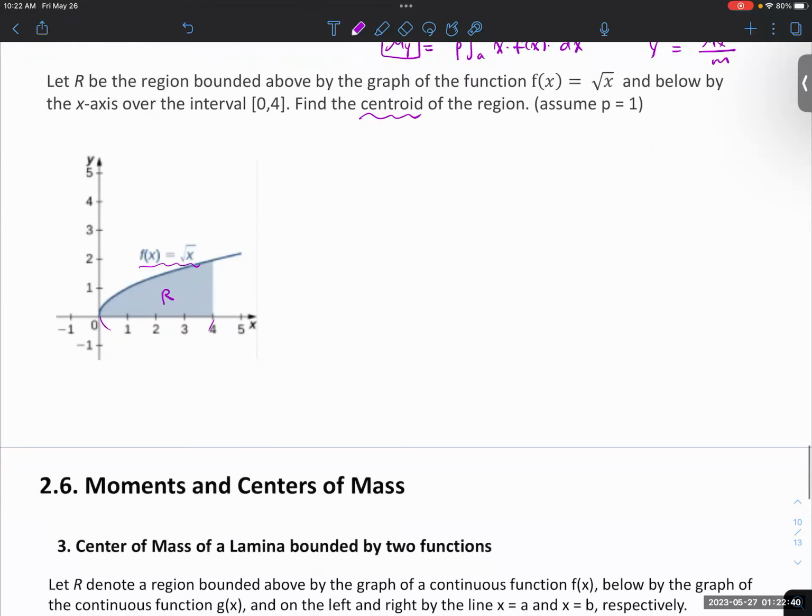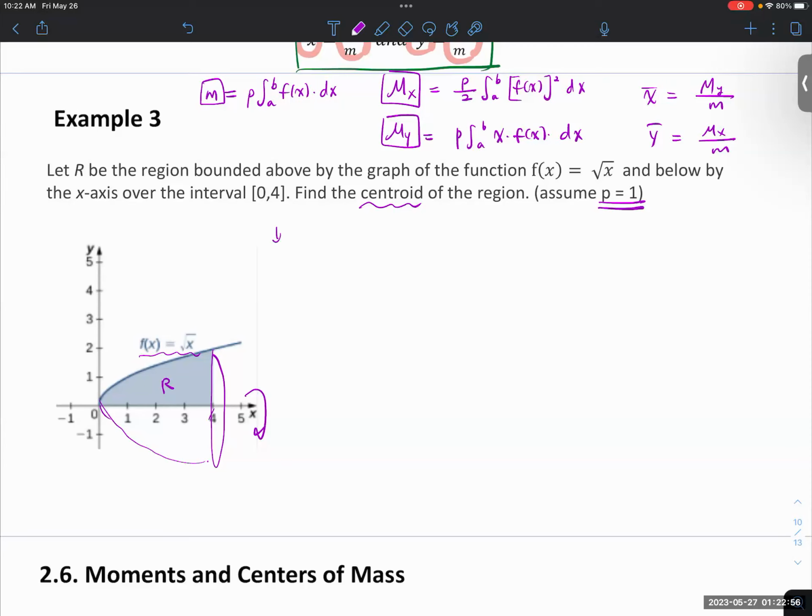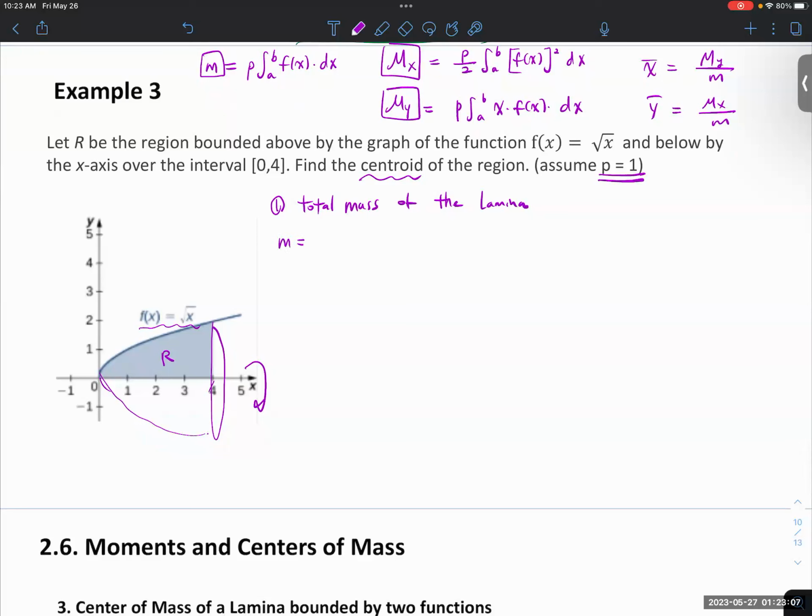So they're going to create a shape something like this. I want to hold this shape by finding the balancing point. So let's do it step by step. The density function is given as equal to 1. So step 1, let's find the total mass of the lamina. This is a lamina shape. So that is going to be m equal to p times the integral from a to b of f of x dx. So p is 1, from 0 to 4, and our function is radical x dx.